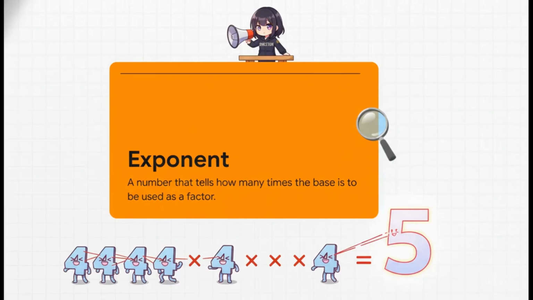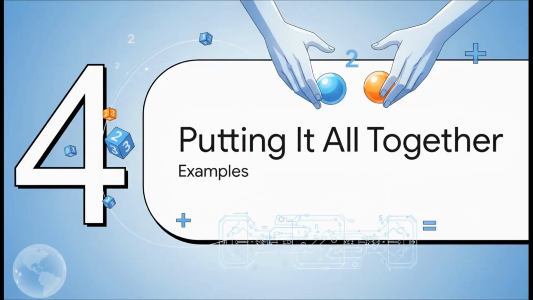And then you've got the exponent. That's the little number up top. And if the base is the star of the show, the exponent is the director. Its only job is to tell the base how many times to show up in the multiplication problem. So for 4 to the 5th, the exponent, 5, is just telling the base, 4, hey, I need you to multiply yourself 5 times.